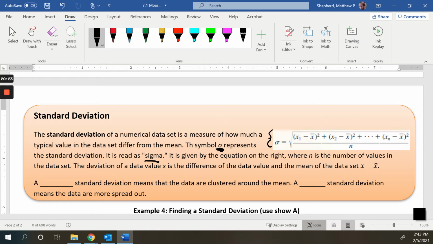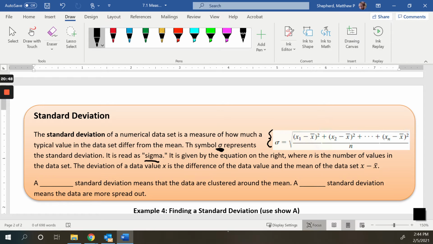In this equation up above, we see the x bar, that's supposed to be the mean, and where it says x1, it means we're taking our first number from our data set, subtracting the mean. Our second number, subtract the mean. And we're going to subtract the mean from all of our numbers. Then we're going to square them. And then we've got n. N is the number of values in our data set.